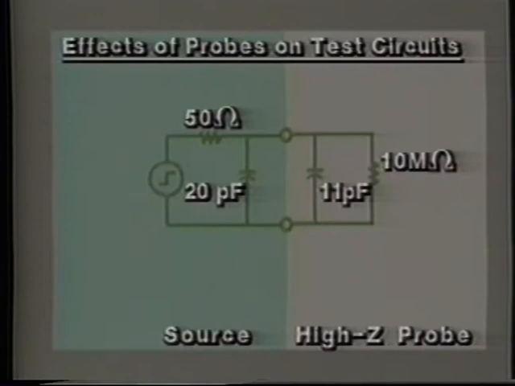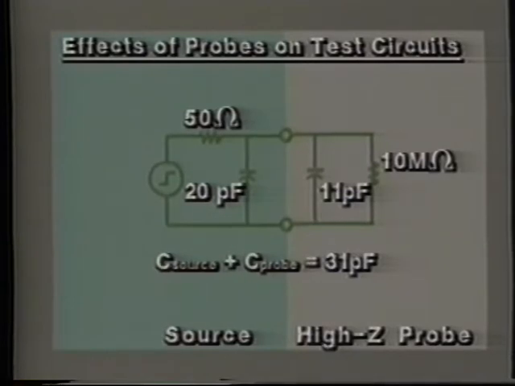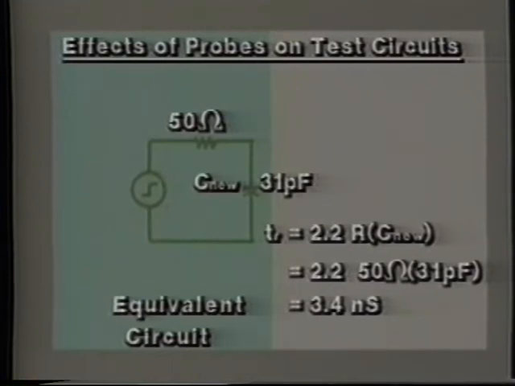First, we'll try a 10x high Z passive probe. Attaching the probe adds its input impedance to the output of the signal source. This loading changes the operation of the circuit. The capacitors in parallel add directly and form a new equivalent C of 31 pF. The Rin of the probe is so high compared to the source R that we can ignore its effect. The new equivalent circuit has a rise time of 2.2 R times C source plus C probe, or 3.4 nanoseconds. Before we added the probe, the rise time was 2.2 nanoseconds. Adding the probe increased the rise time by 55%.